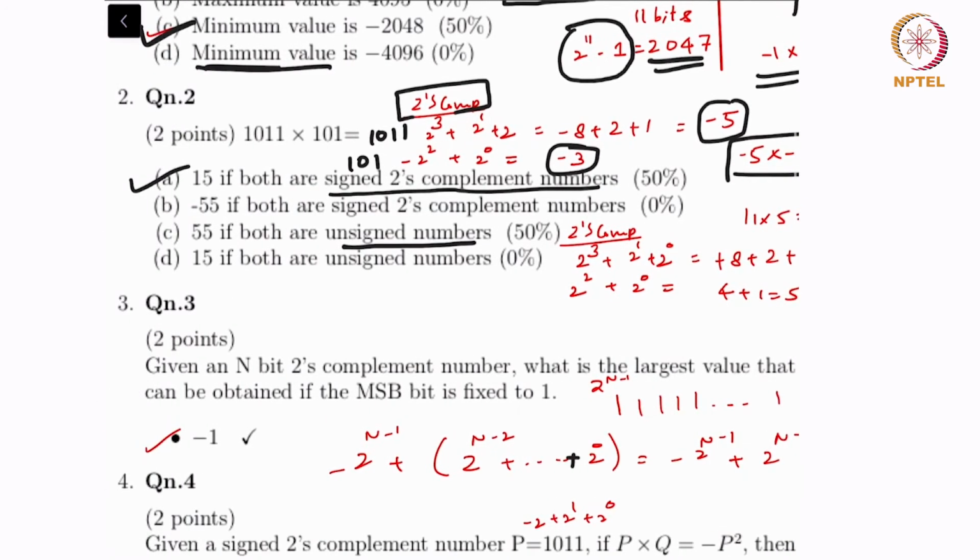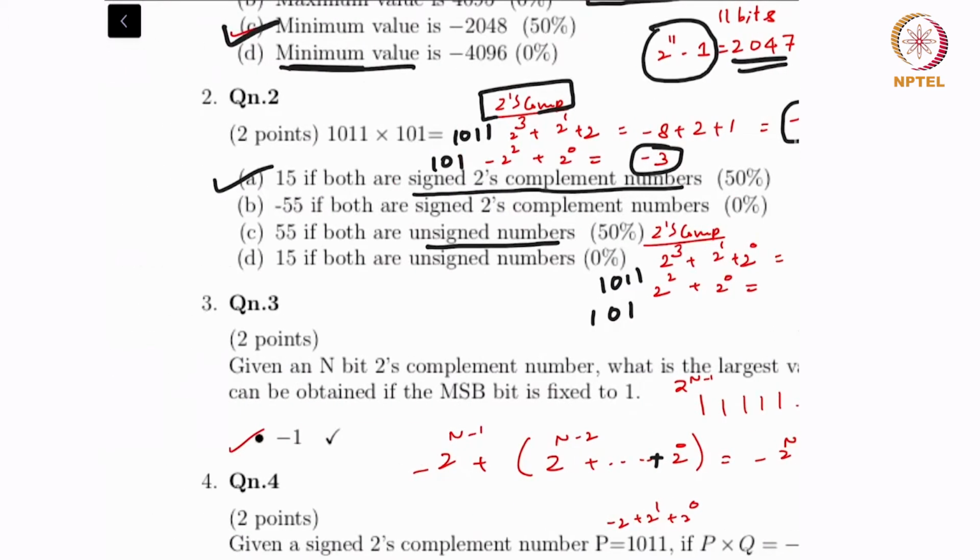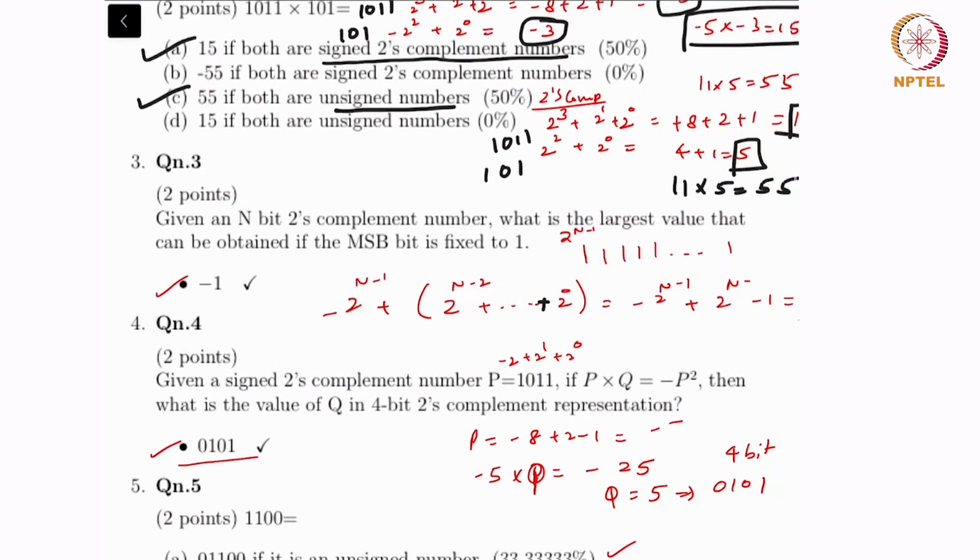Similarly, if you assume that both of these are unsigned numbers, then the calculation goes as follows. For 1011, it is plus 11, and for 101, the answer is plus 5. So 11 into 5 is 55, and hence the answer option C is right. Moving on to question 3.